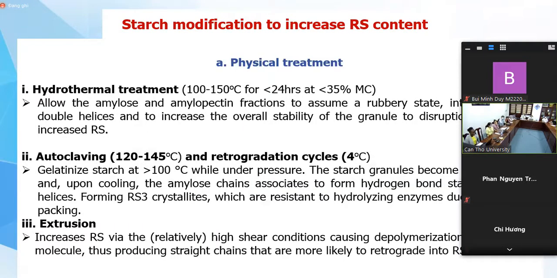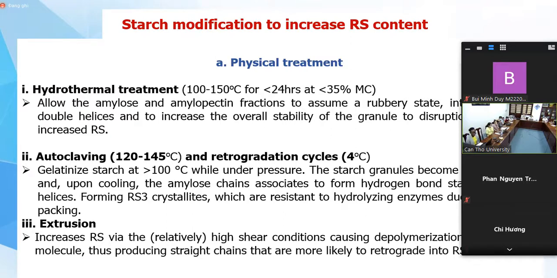For the physical treatment, we have hydrothermal treatment, where we treat the starchy food at between 100 and 150 degrees Celsius for less than 24 hours with a moisture content of less than 35%. In this case, the mechanism is that it allows the amylose and the amylopectin fractions to assume a rubbery state and interact to form double helixes, which increases the overall stability of the granule to disruption, resulting in increased resistant starch.